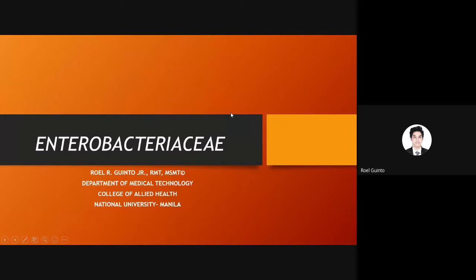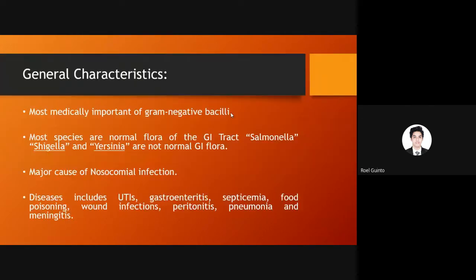Hello guys, today we're going to discuss the genera of Enterobacteriaceae. First, what are the general characteristics of this genera? First, they are the most medically important of the gram-negative bacilli. Most species are normal flora of the GI tract, except for Salmonella, Shigella, and Yersinia, because these microorganisms can cause clinical significance to an individual.